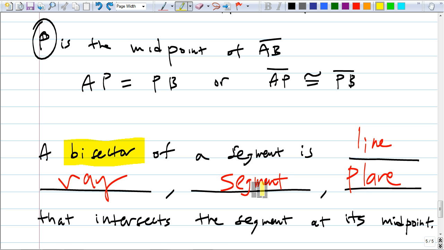Now, do they all have to go through the midpoint at 90 degrees? No, that's what people always think in their head, right? It doesn't have to be 90. It could be at any angle you want, as long as these four things go through the midpoint. They don't have to be 90. If it was 90, guess what it's called? Anybody? If the bisector goes through the midpoint and they make 90 degrees, what do you think?